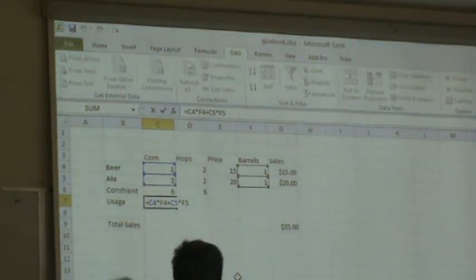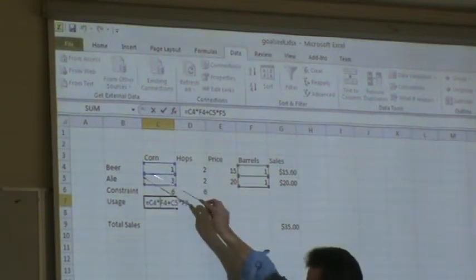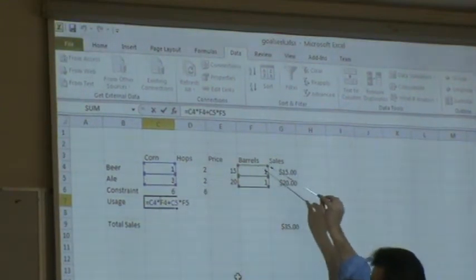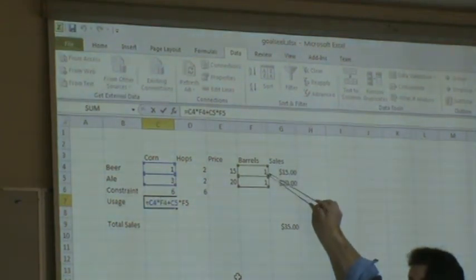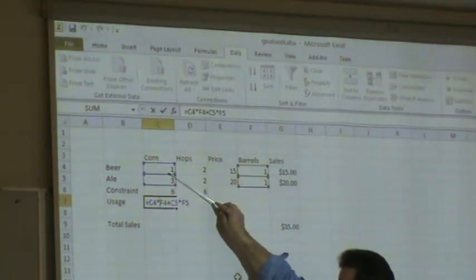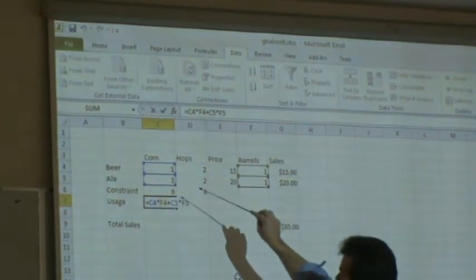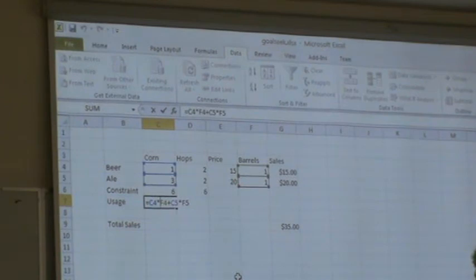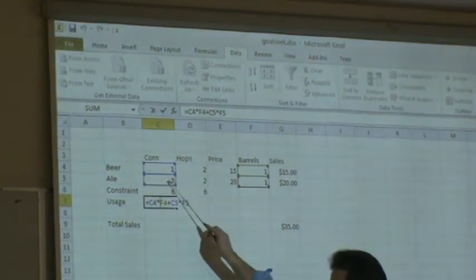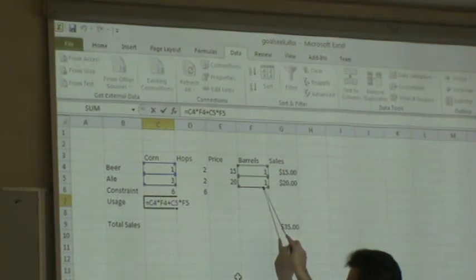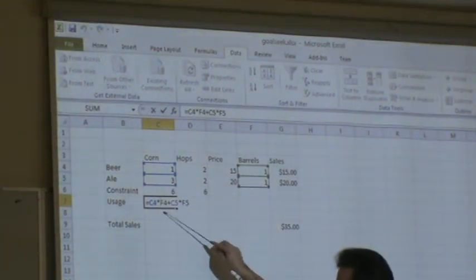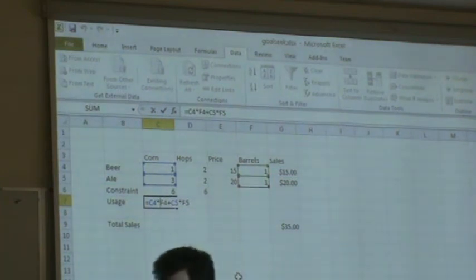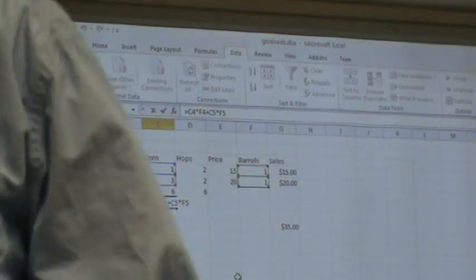This box is saying, if beer takes 1 bushel of corn, and this is a free box, this is how many I've decided I've made, then this box times this box means I've used 1 bushel of corn, plus 3 bushels of corn is used to make 1 barrel of ale. So I take 3 times 1, add those together, and that's where 4 is coming from. I'm just setting up a box that calculates how much of the material I'm using, just keeping track of it.